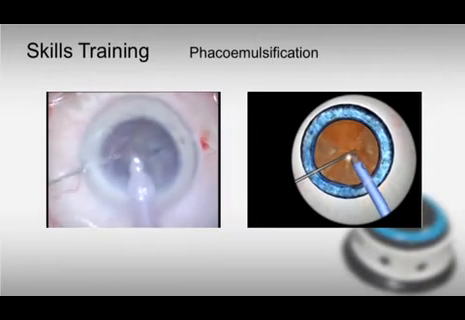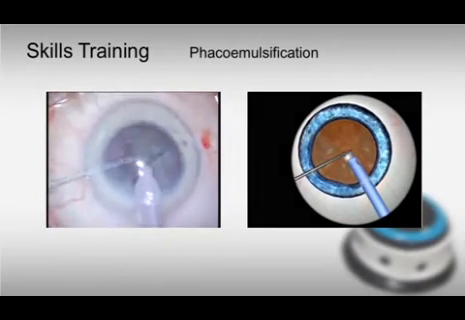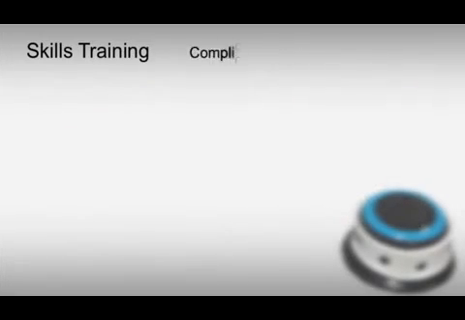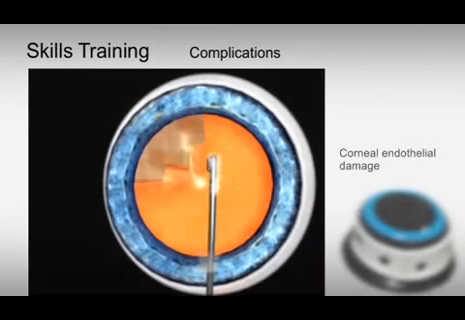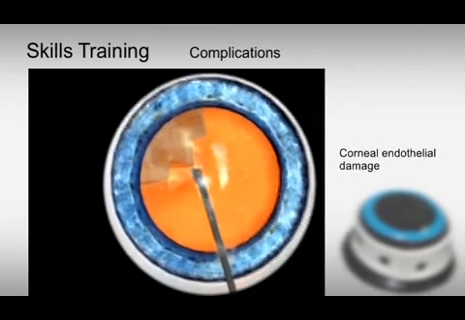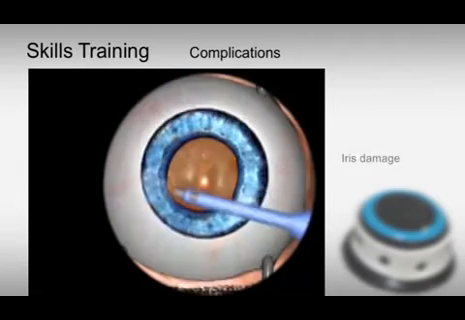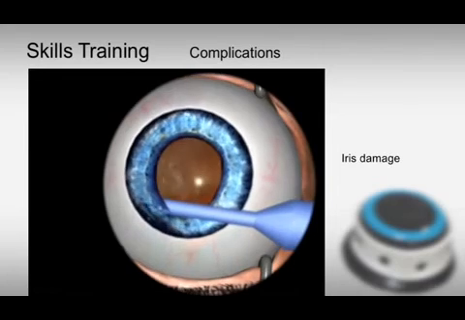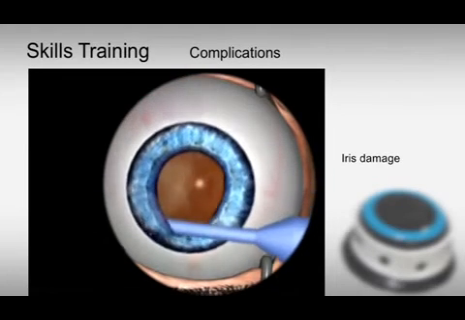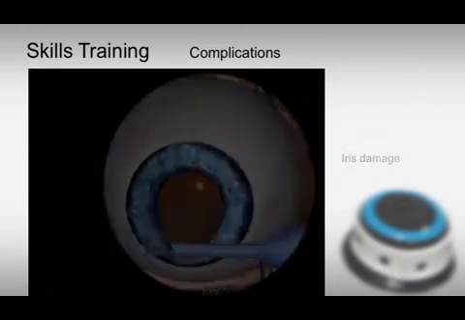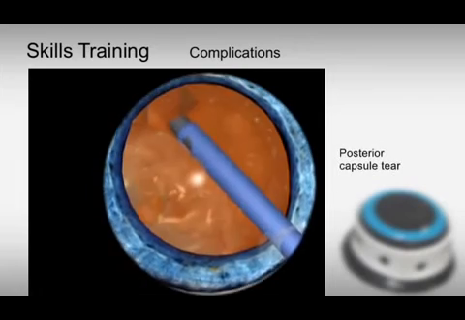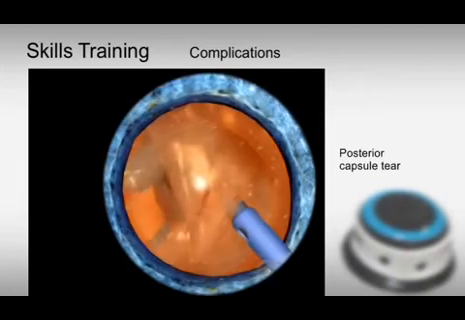The user can also be confronted with complications according to their performance. This is an example of corneal endothelial damage with consecutive edema. Here we can see manipulation of the iris with the phaco tip and a posterior capsule rupture during phacoemulsification.